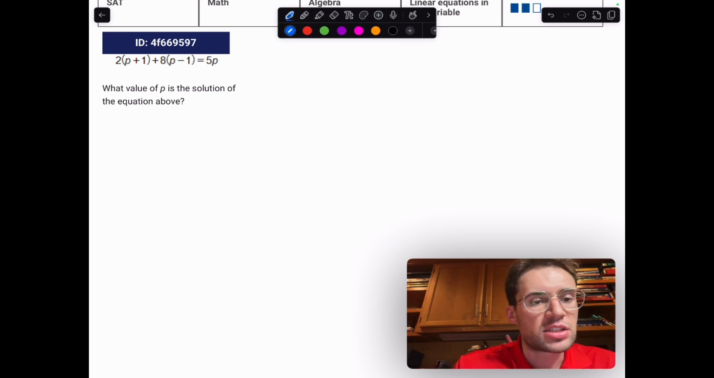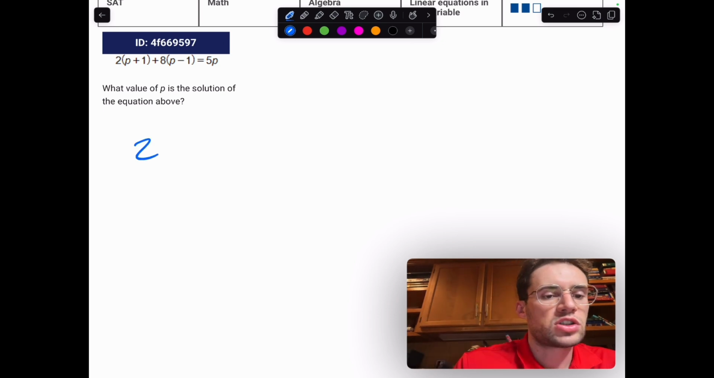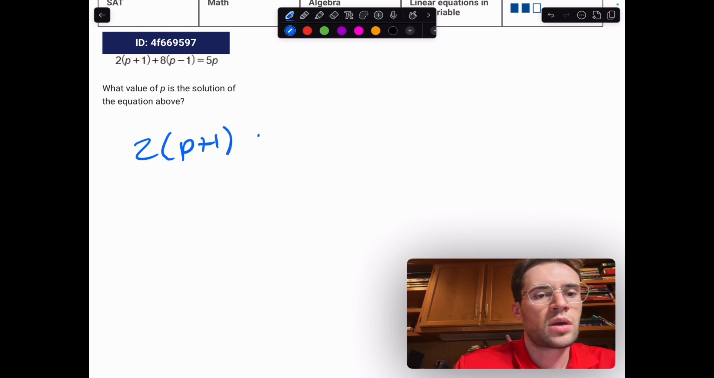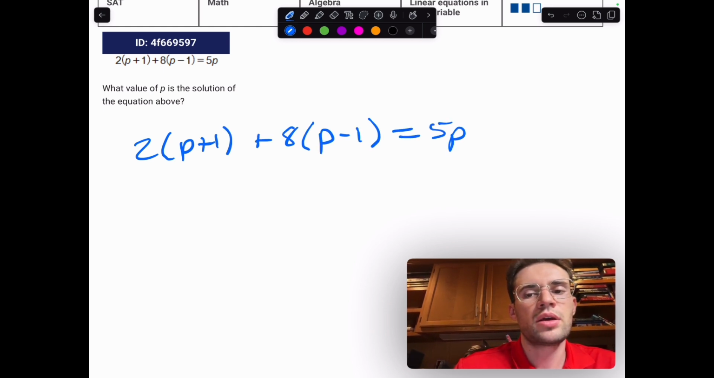What value of p is the solution of the equation above? So what value of p will make both sides be equal? Just basically solve for p. We've got 2 times p plus 1 plus 8 times p minus 1 equals 5p. I'm going to start by distributing.